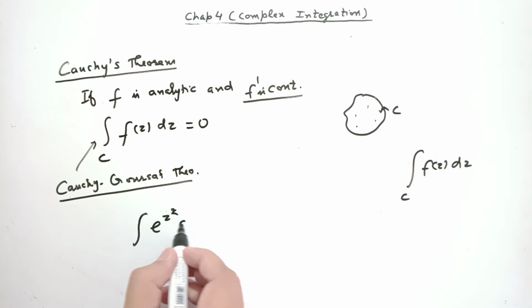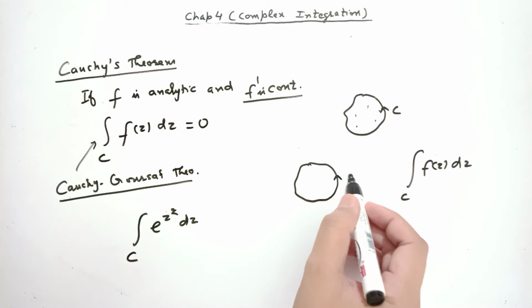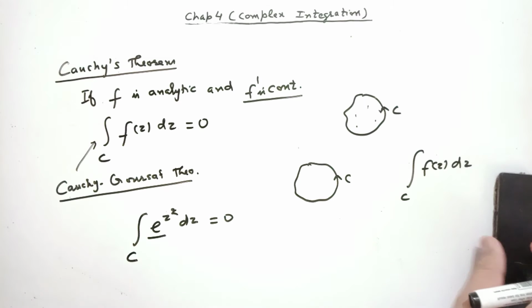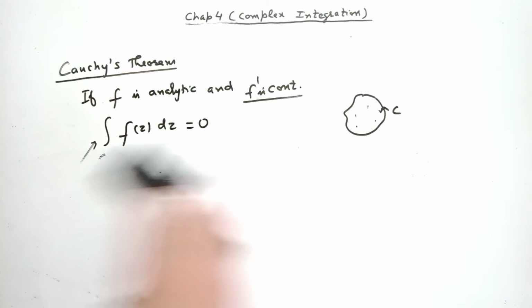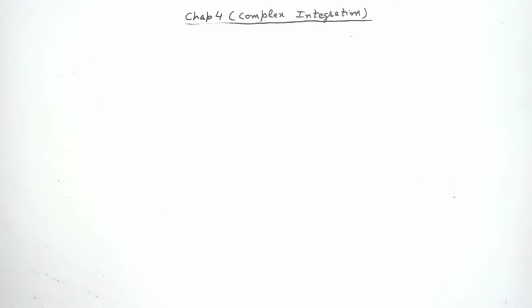See this example. e power z square and C is a simple closed contour, anywhere in the complex plane. You can write its answer 0 because this function is analytic everywhere in the complex plane. So its integral along any closed curve, any simple closed contour would be 0 by Cauchy-Goursat theorem or Cauchy theorem. Okay, so Cauchy-Goursat theorem or simply Cauchy theorem is very helpful in finding contour integrals. So you should note this result: f is analytic within and on a simple closed contour C, then integral of f(z) along C is 0.